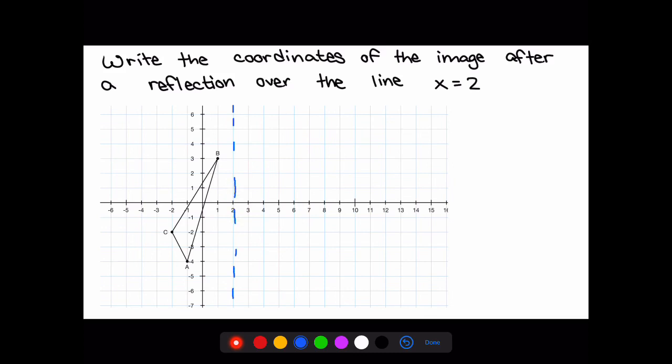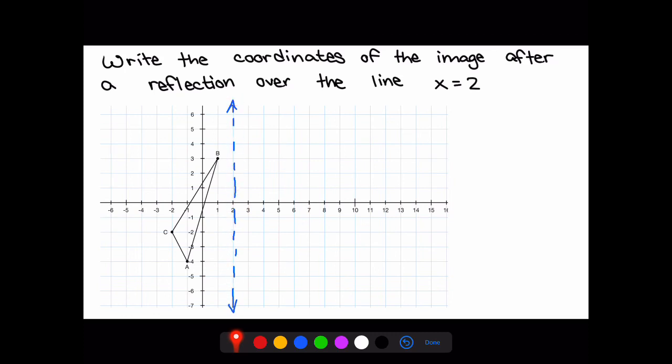Go ahead and pause the video if you need to, that way you can work on this one as well. If I'm reflecting over the line x equals 2, to find this line, I'm on my x-axis. So I go over on my x-axis to 2, and then no matter where I go, if I go straight up and down, x will always be 2, no matter what y is. So this will be a vertical line for us.